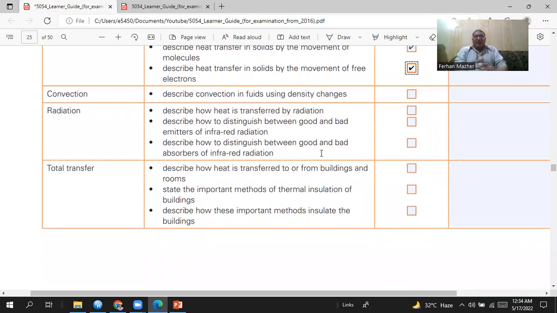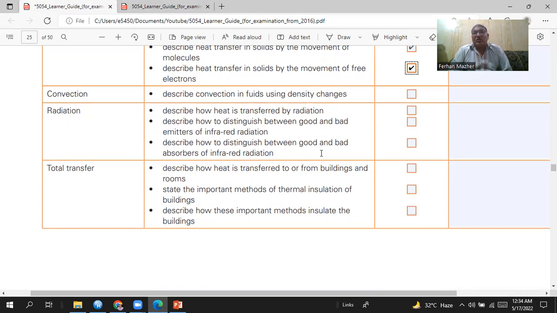So another very important thing, the transfer of energy which takes place in the liquids and gases, is convection. In the convection, what happens? The convection can take place in the liquid, or it can take place in the air. So it comes in paper, and you have to describe that process.